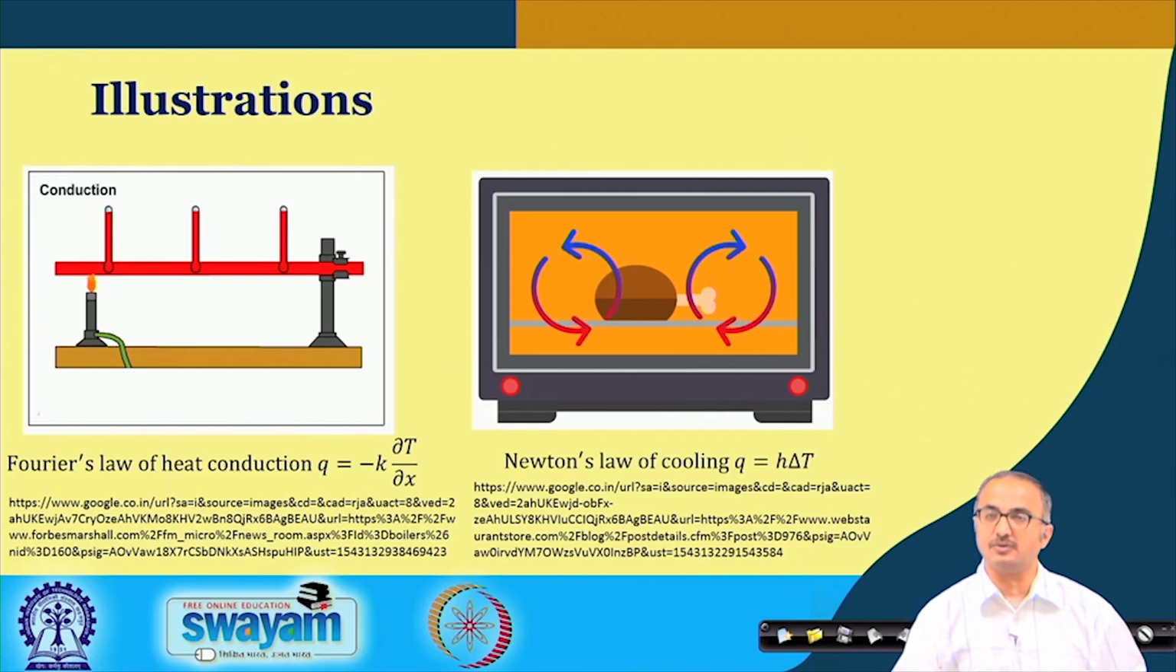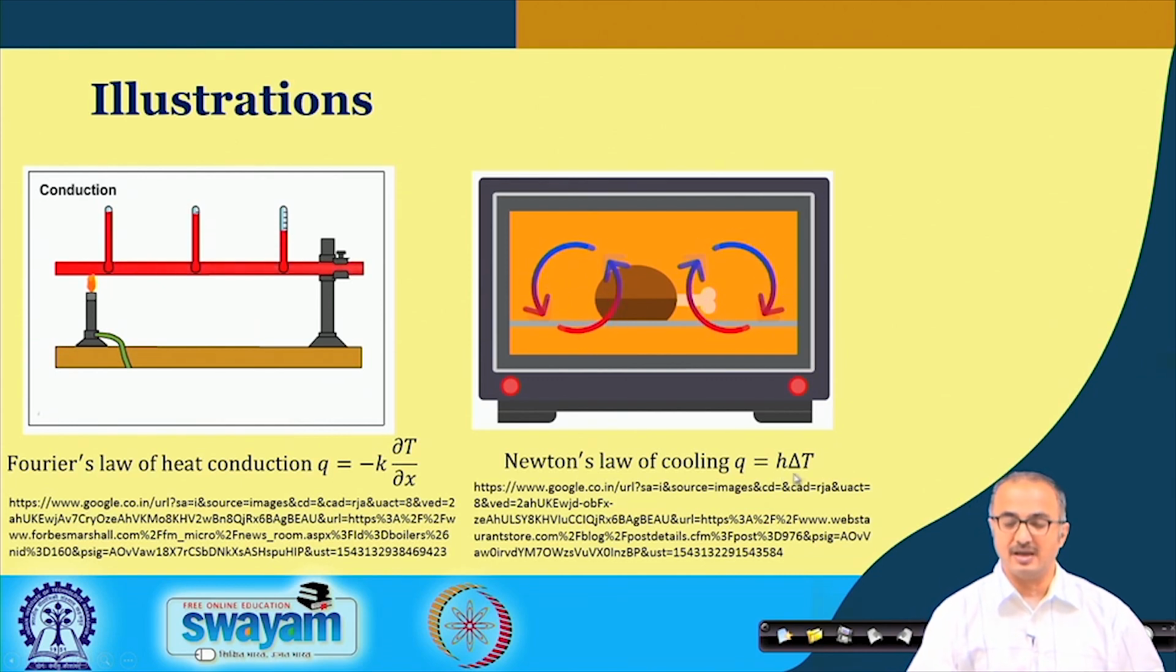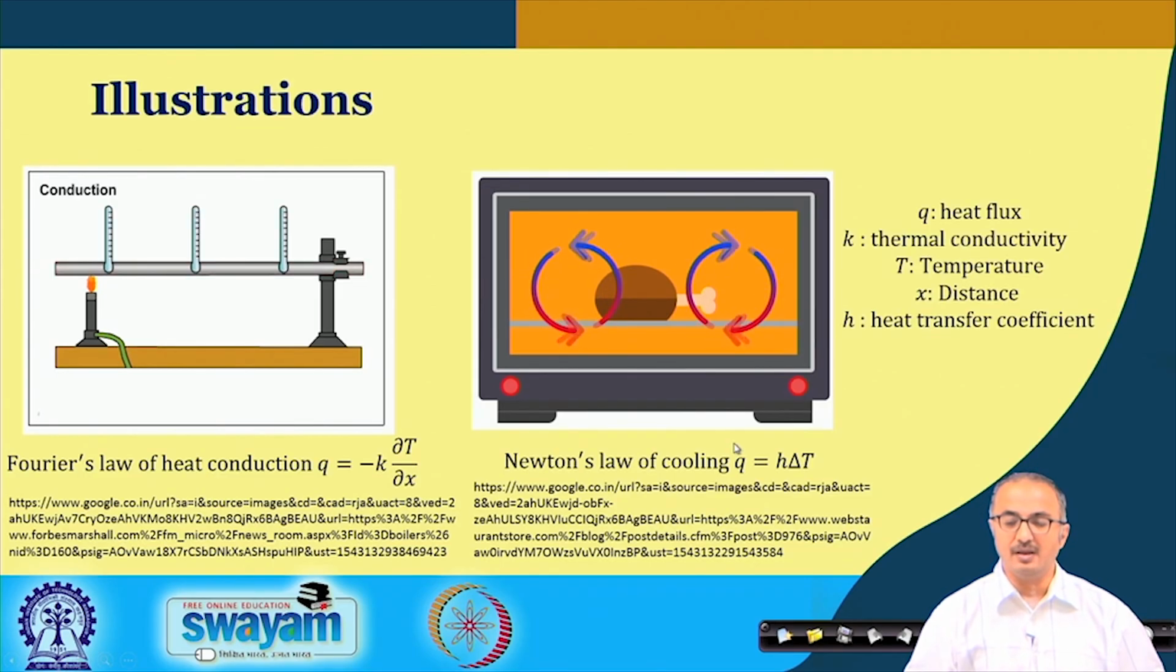And this kind of situation also you have studied, and perhaps you know Newton's law of cooling, in which you put this particular equation for heat flux, and this is in terms of the heat transfer coefficient and the delta T, that is the temperature difference between the source and the material that is getting heated up. And here are the notations which are used in these equations: Q for heat flux, K for thermal conductivity, T for temperature, X for distance, and H for heat transfer coefficient.